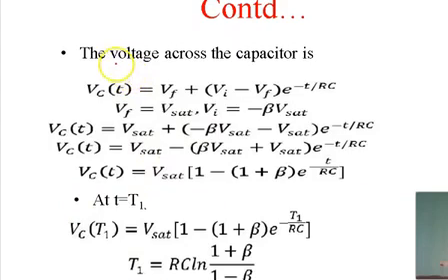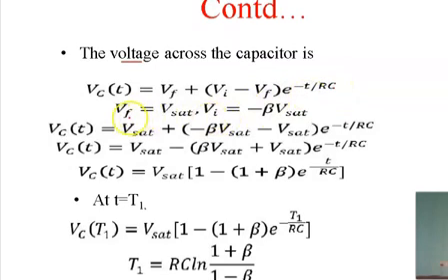In order to get the time period of the Astable Multivibrator, let us write the expression for voltage across the capacitor. The voltage across the capacitor is expressed as Vc of t. Vc of t is nothing but the voltage across the capacitor: Vf, where Vf is nothing but the output voltage, plus Vi. Vi is nothing but the input voltage, that is the voltage at the inverting terminal of an op-amp, minus Vf into e power minus t by Rc. Rc is the time constant.